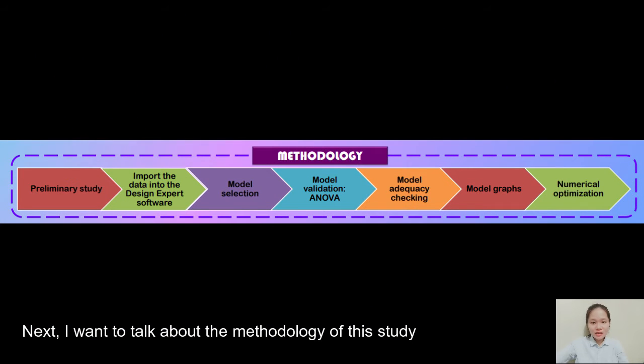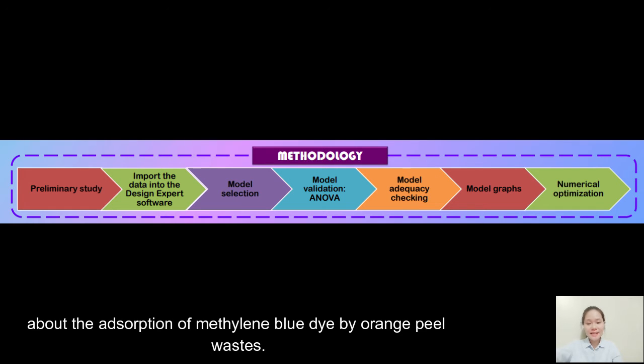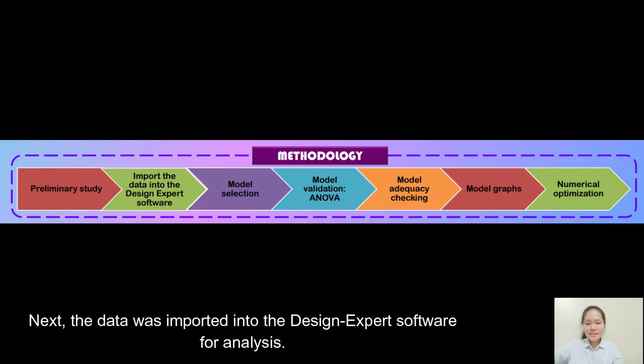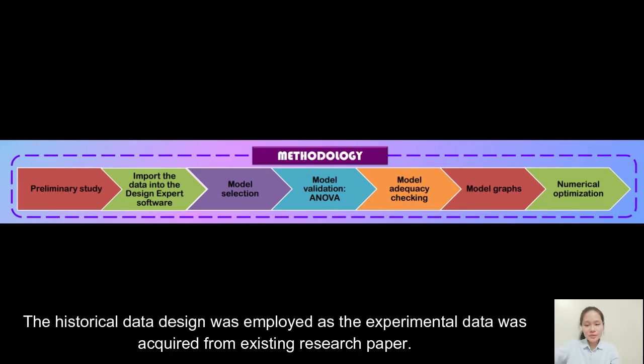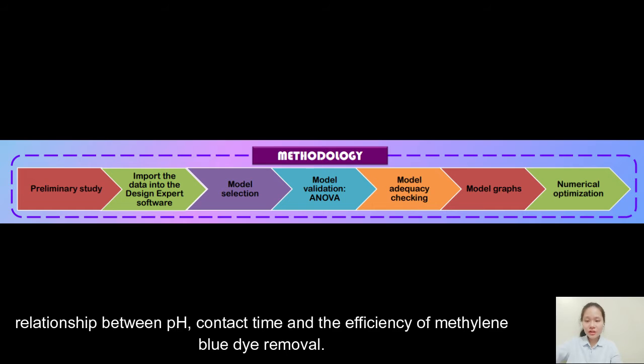Next, I want to talk about the methodology of this study. First of all, a preliminary study was performed to obtain the relevant experimental data from a preceding study about the absorption of methylene blue dye by orange pale waste. Next, the data was imported into the Design Expert software for analysis. The historical data design was employed as the experimental data was acquired from existing research papers. After that, model selection was performed to choose the most suitable model that could describe the relationship between pH, contact time, and the efficiency of methylene blue dye removal.